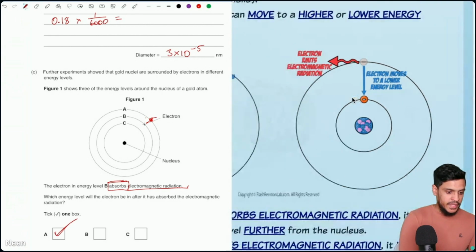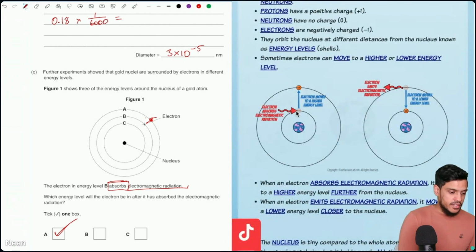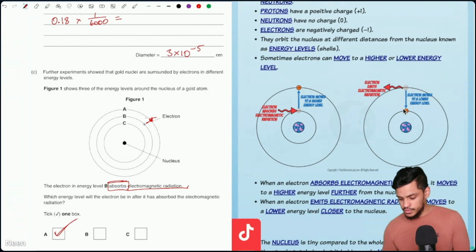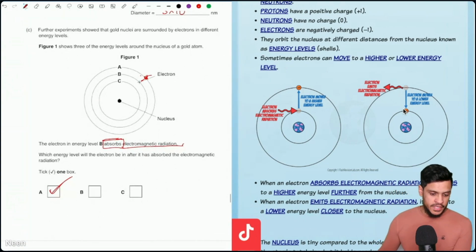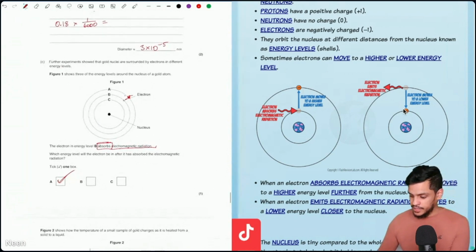So let me repeat that again. If it gains energy, it's going to go to a higher one, which is further away from the middle. And if it loses energy, it goes to a lower one, which is closer to the middle. Hope that made sense. Let me know if that didn't make sense. I can explain it again.